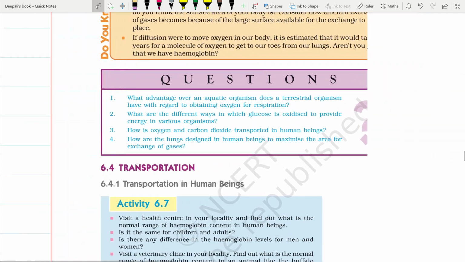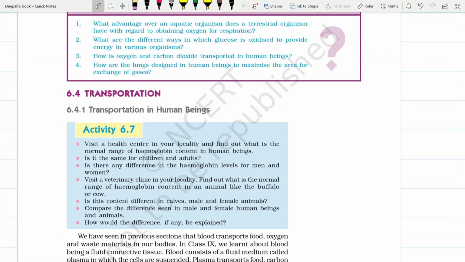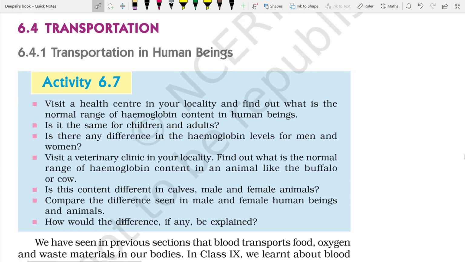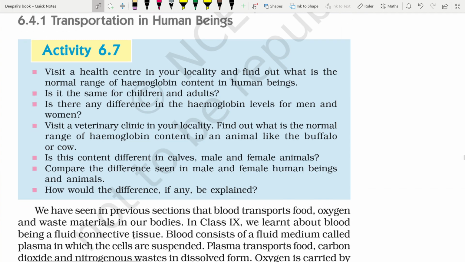Now let us see what does this tell us. Now visit a health center in your locality and find about what is the normal range of hemoglobin content in human beings. Is it the same for children and adults? Is there any difference in the hemoglobin level for men and women? Visit the veterinary clinic in your locality. Find out what is the normal range of hemoglobin content in an animal like a buffalo or a cow. Is this content different in calves, males, and female animals? Compare the difference seen in male and female human beings and animals. How would the difference, if any, be explained?